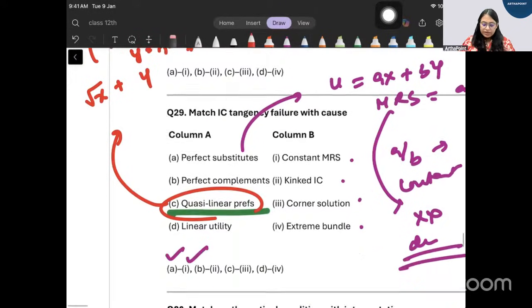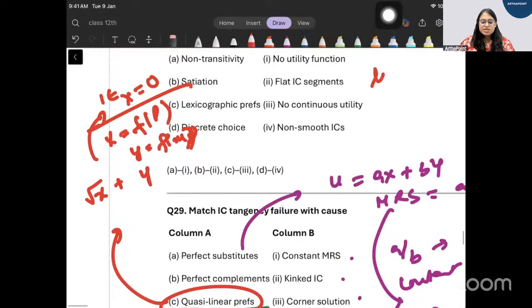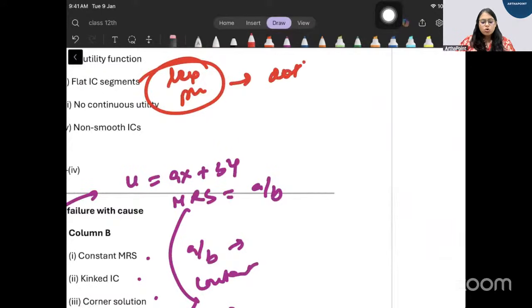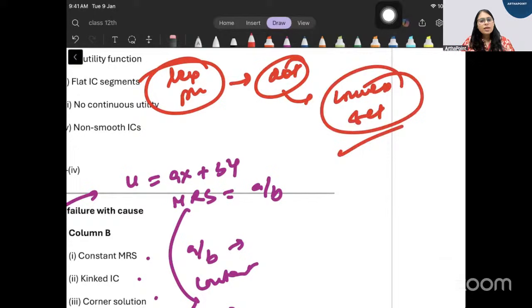Right? So if I read, okay, the question says lex preferences, I should know that these are just dots. Any set of dots automatically becomes a convex set. Done. So you have to know each and every property of everything. When you know that, you will do well in the exam.